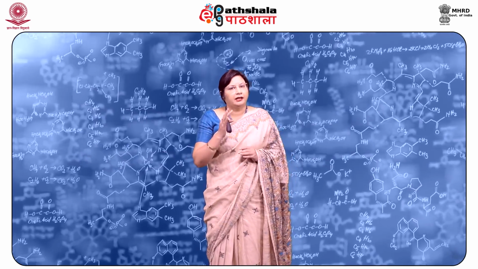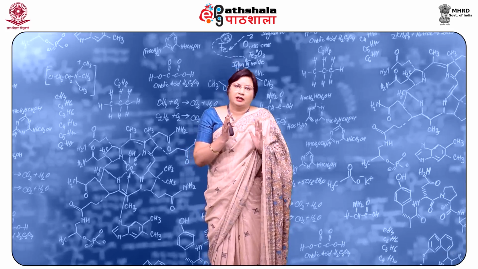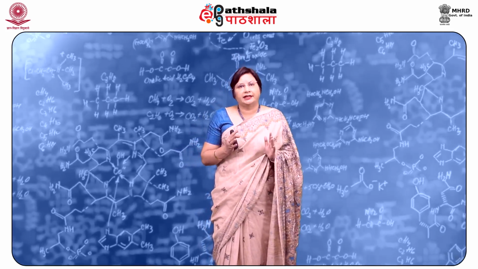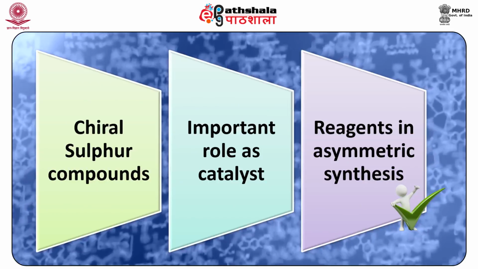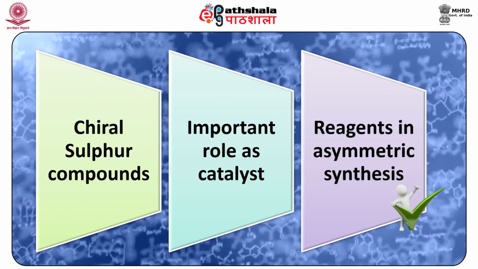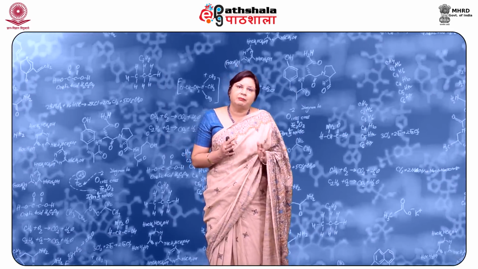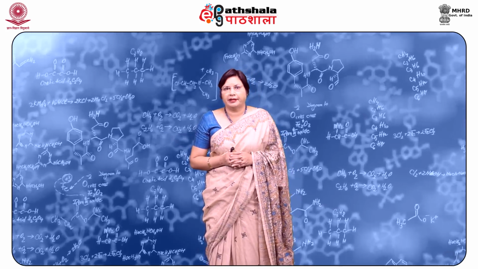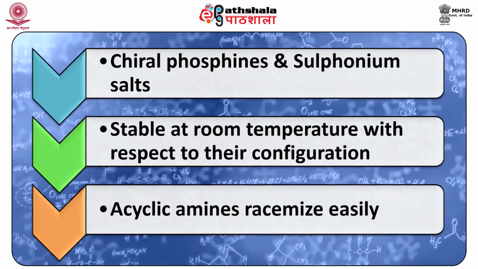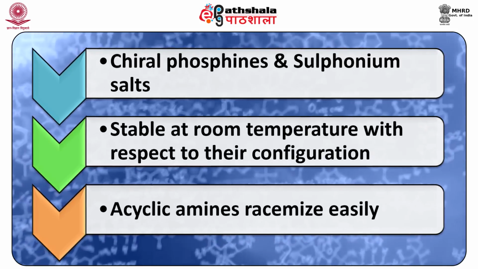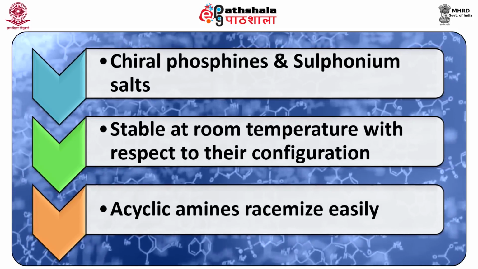Phosphorus sulfides are another group of compounds studied widely for stereochemistry, and with this we now move to understand the stereochemistry of sulfur compounds. Chiral sulfur compounds play an important role as catalysts and reagents in asymmetric synthesis. The sulfur compounds possess higher pyramidal inversion barriers than amines. Also, it has been observed that chiral phosphines and sulfonium salts are stable at room temperature with respect to their configuration, whereas acyclic amines racemize very easily.